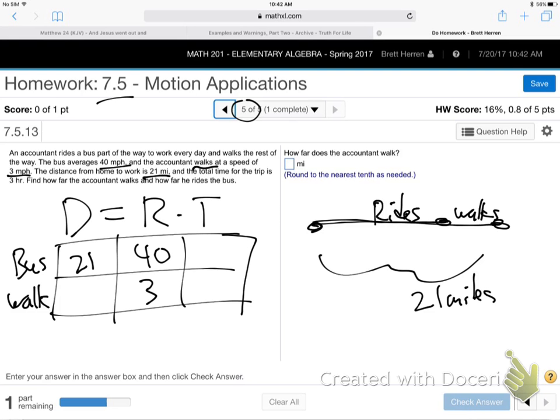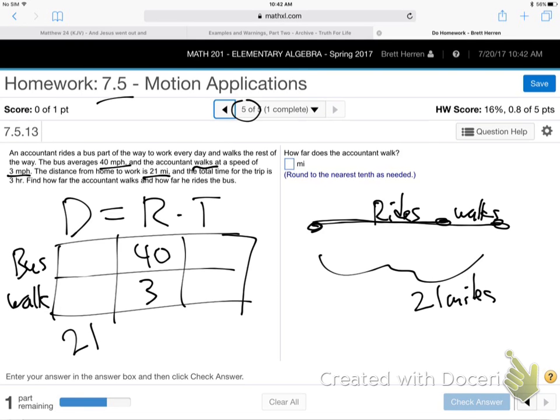I can't put 21 in either one of these boxes because, if I put it here, that would be how far he does the bus. If I put it here, it'd be how far he walks. The 21's the whole thing. It's not the walk or the ride alone. Where can you put 21? You can put it right there. It's going to be the total of those two distances, isn't it? Does that make sense? I know we've never done that before. That's why this one's an extra tricky one.